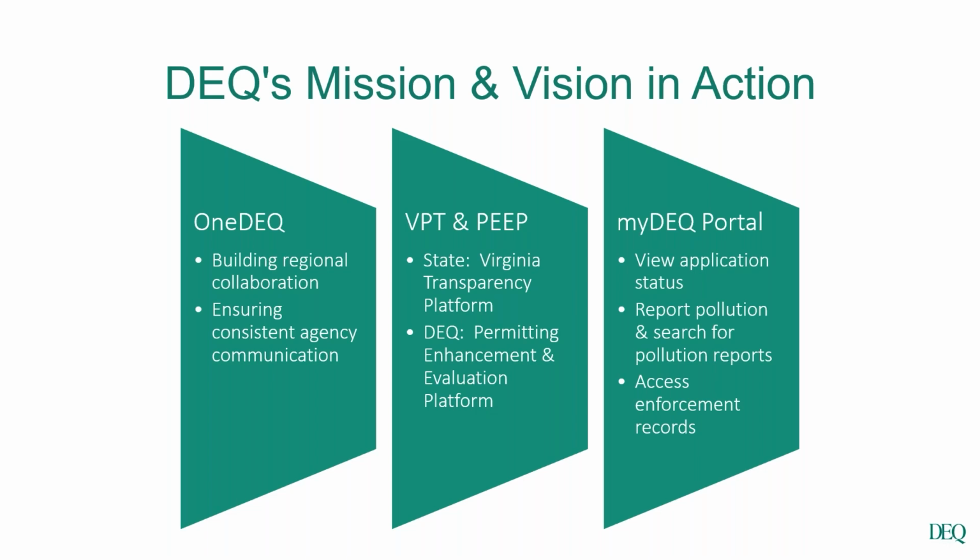And we also have the My DEQ portal. This is DEQ's comprehensive online reporting and records access tool that's available to the public. Unregistered users of the My DEQ portal can view the status of permit applications, report pollution and search for pollution reports, and get access to enforcement records. Those who are registered with the My DEQ portal can actually go a step further and apply for and report on litter grant awards, apply and register permits for various water programs, and register, view, and update underground storage tank facility and owner information.